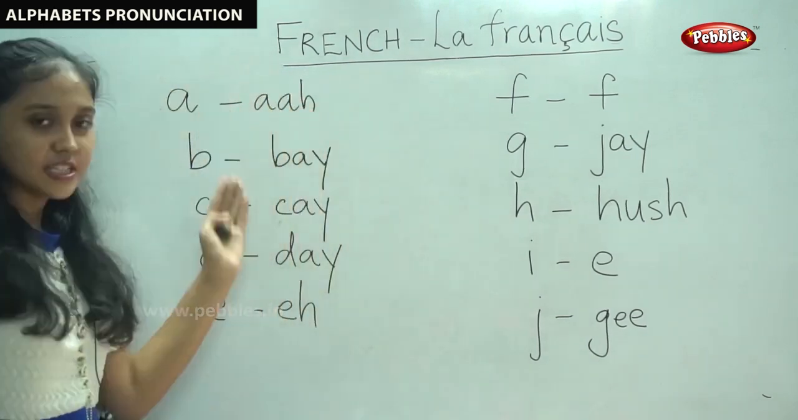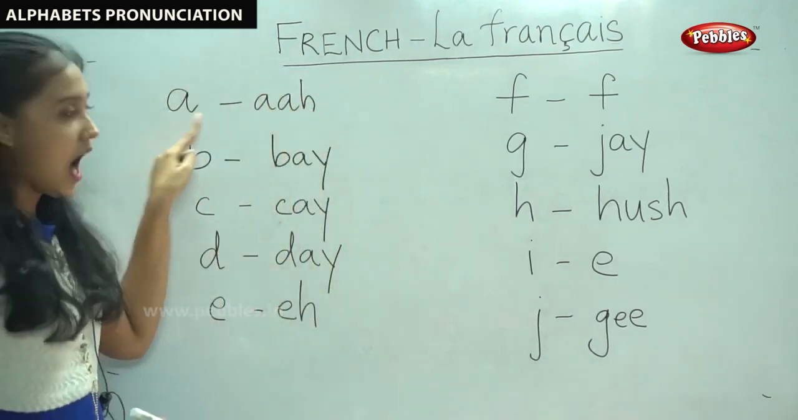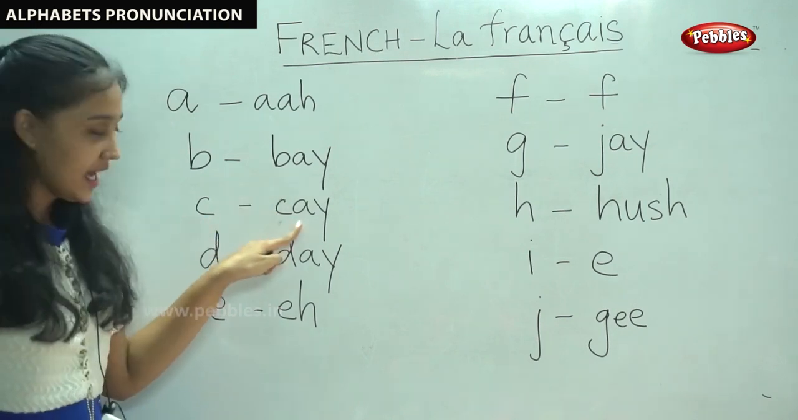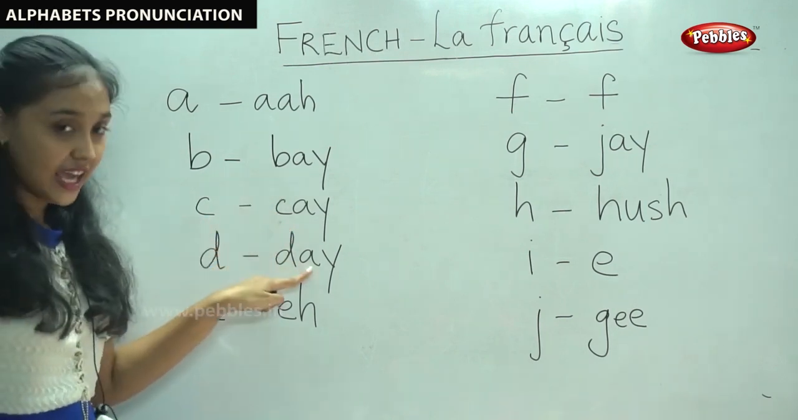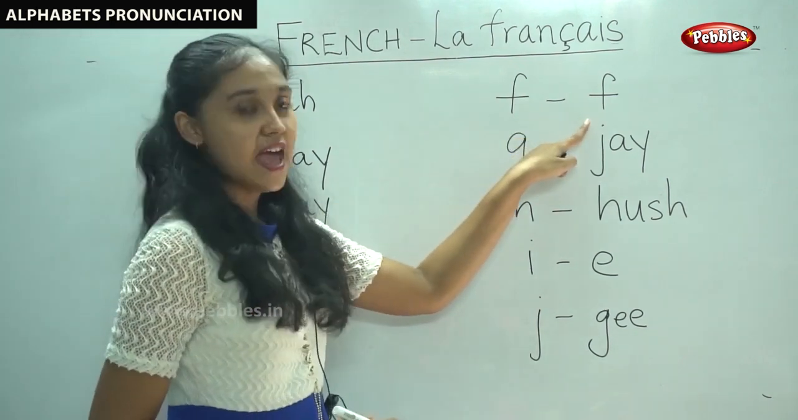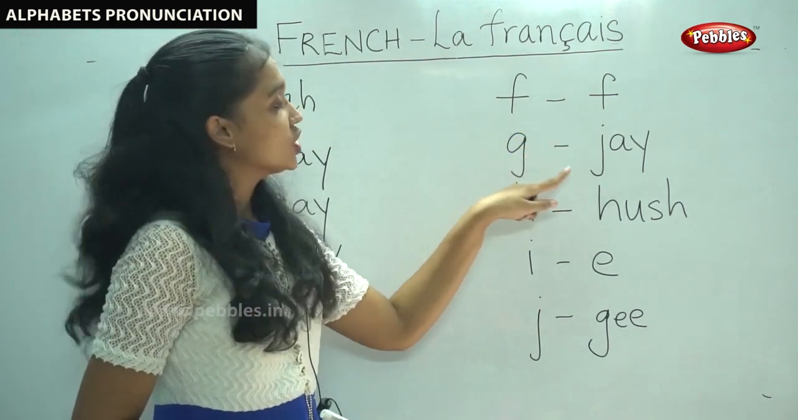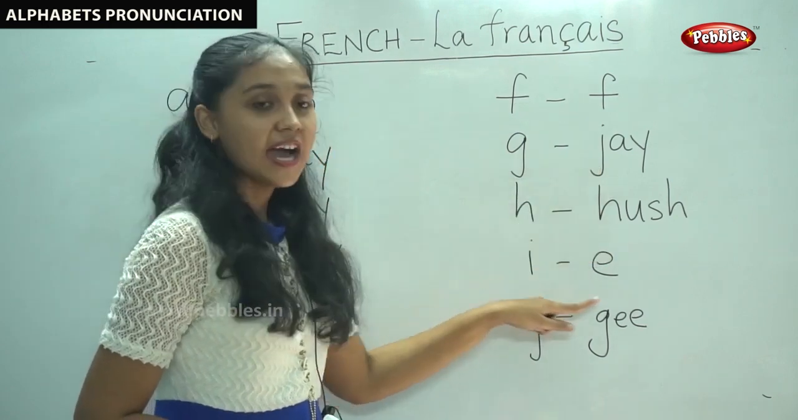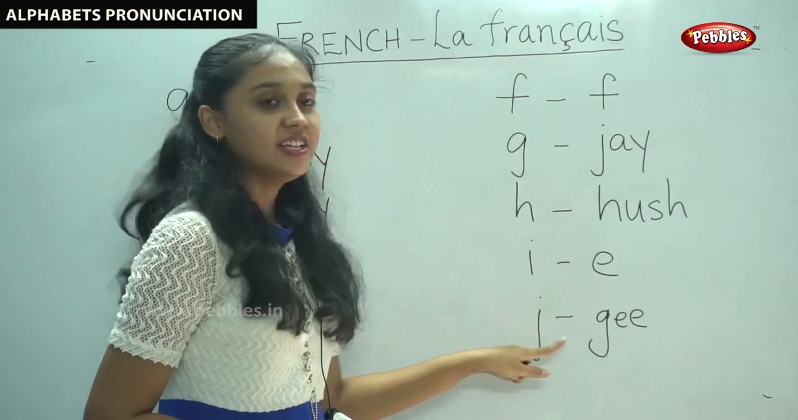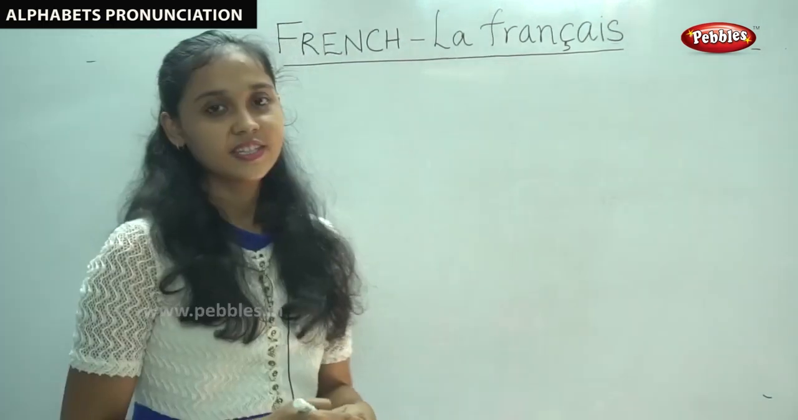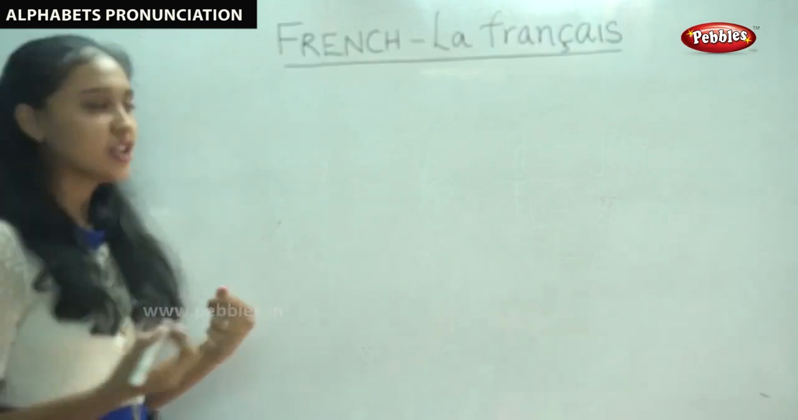Let us go over this once more. A, B, C, D, A, F, J, hush, E and G. Now let us go over to the next set of alphabets.